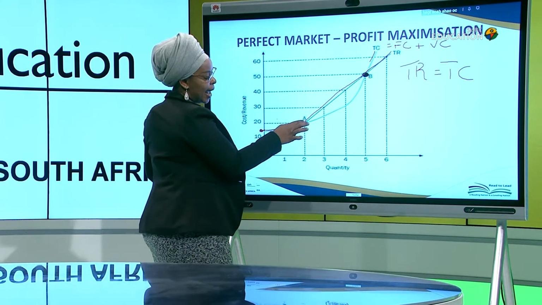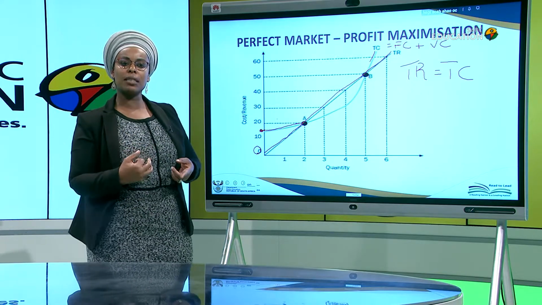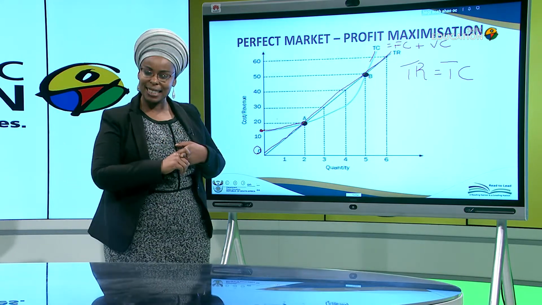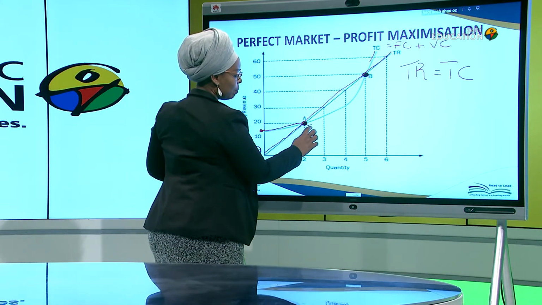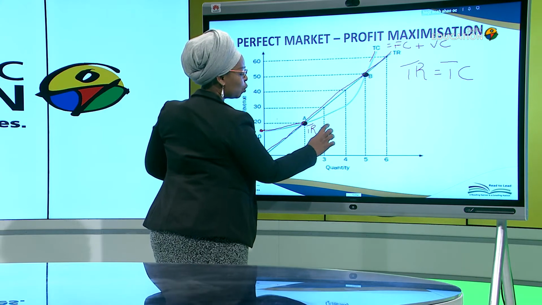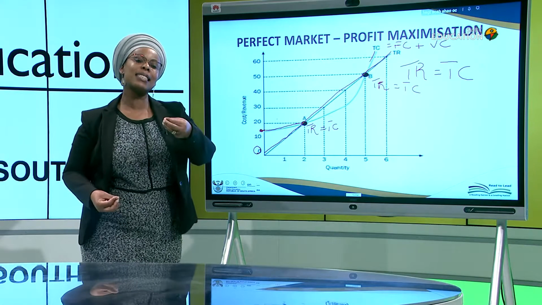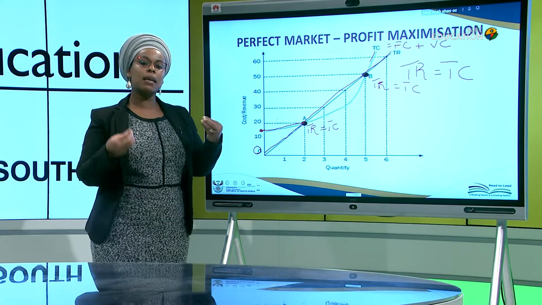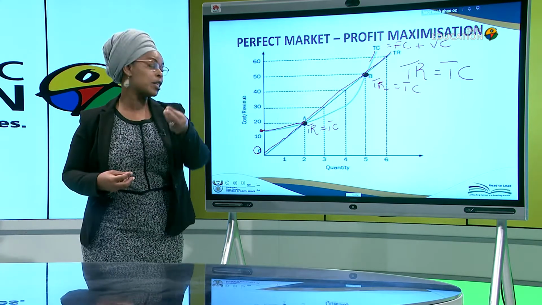Look at point A and point B. At point A and point B, the total cost curve and the total revenue curve intersect. What does this mean? It means that total revenue is equal to total cost at point A, and again at point B. Total revenue is equal to total cost. So the business is not making profit and the business is not making a loss. We're saying that the business is operating at a break-even point. What you spend equals what you receive.